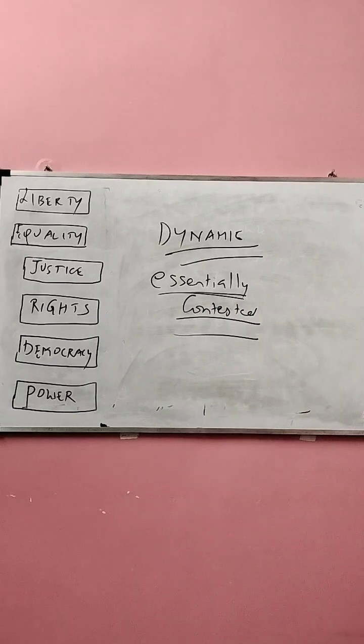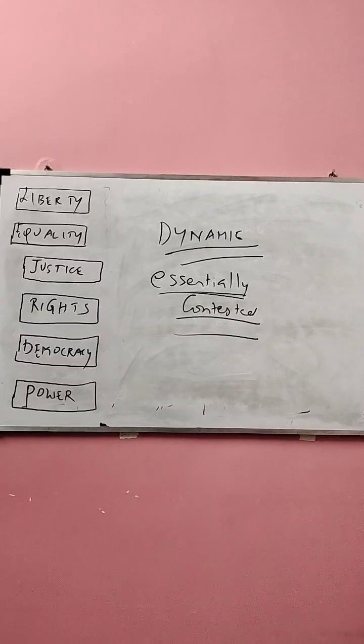6 key concepts, they are dynamic. Okay? They are viewed from different periods of time differently. They are viewed by different scholars differently. They are viewed by different philosophies differently. Different meanings are attached in different circumstances. So they are seen as dynamic concepts, and they are essentially contested. This is how we are viewing the 6 key concepts.